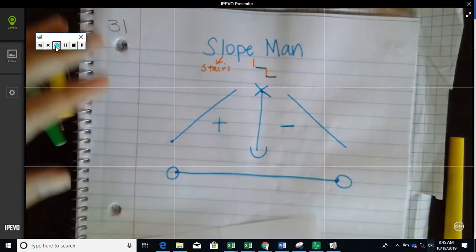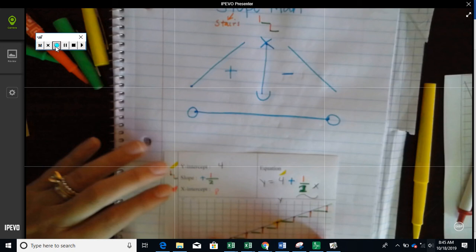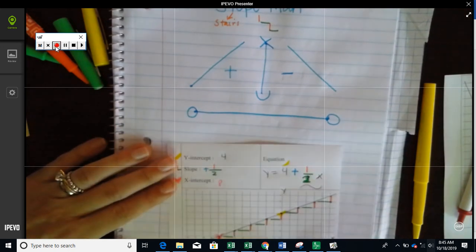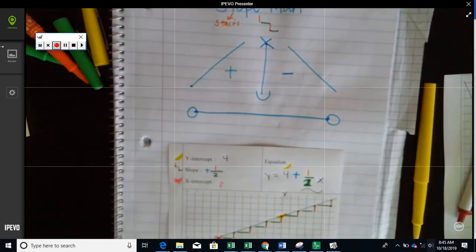So what I'm going to have you do next is, you've got glue at your tables. Please glue the warm-up underneath Slope Man.